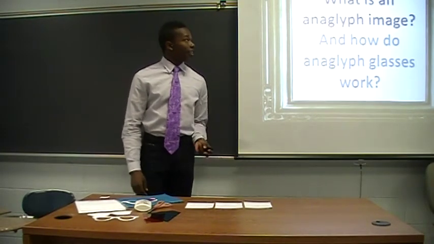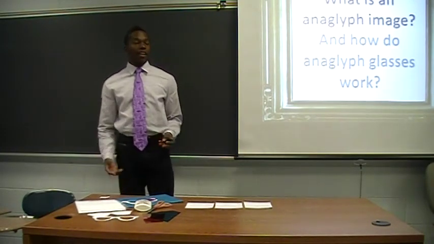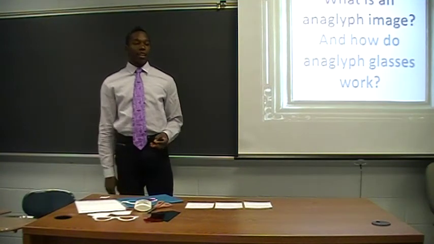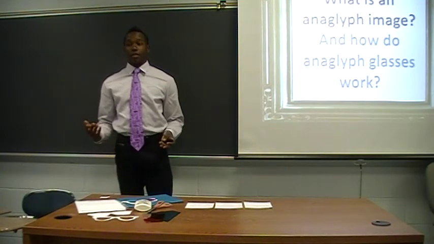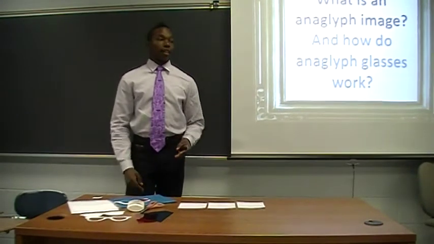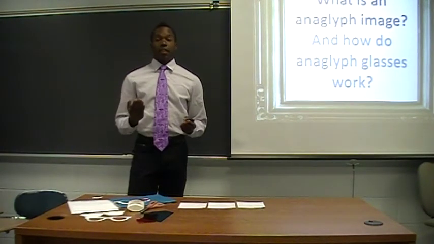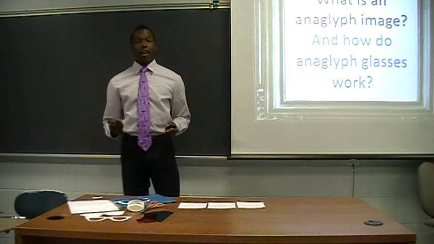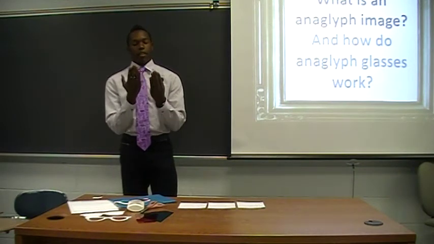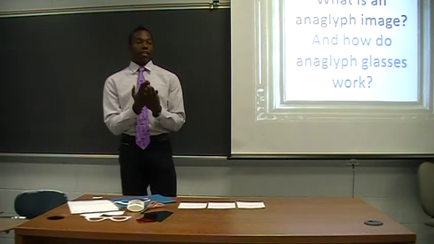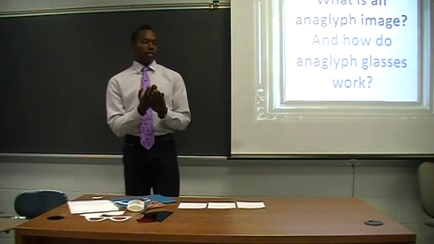So what is an anaglyph image? An anaglyph image acts like the way we see. Basically, it's two images paired into one. So the first layer is red, and the second layer is blue. Now, in an anaglyph image, these images are combined, and they're actually offset. And this is called ghosting.